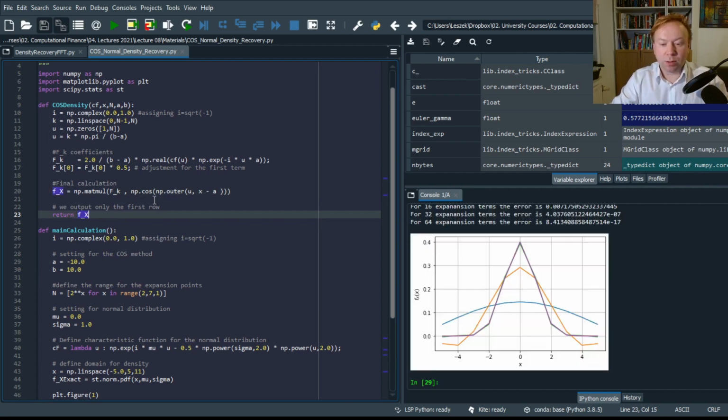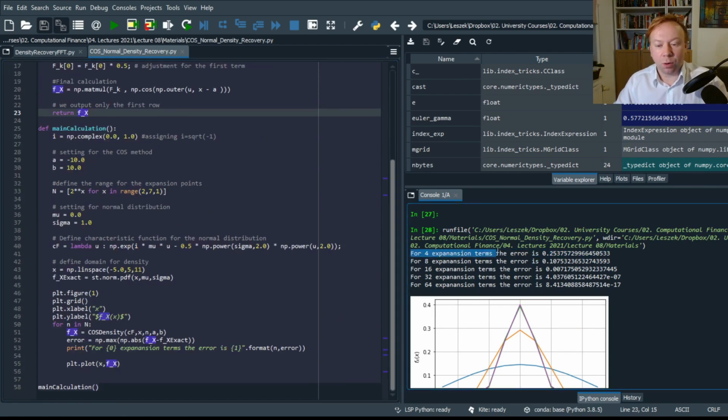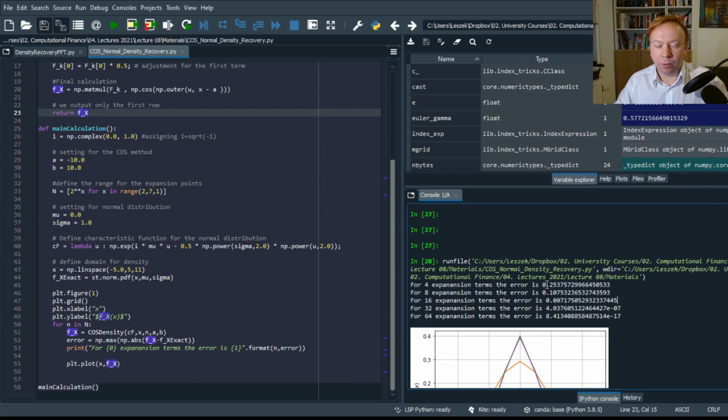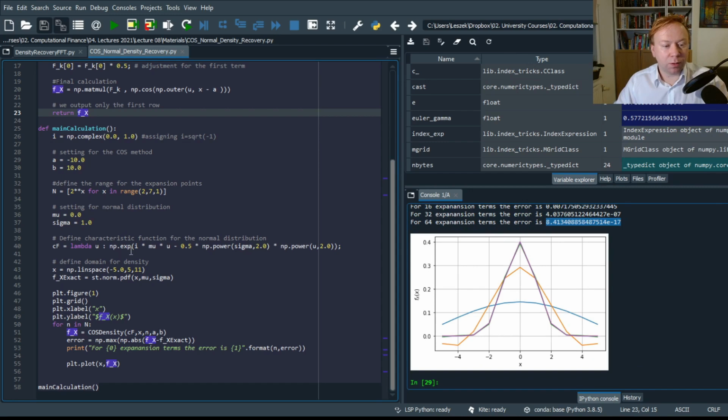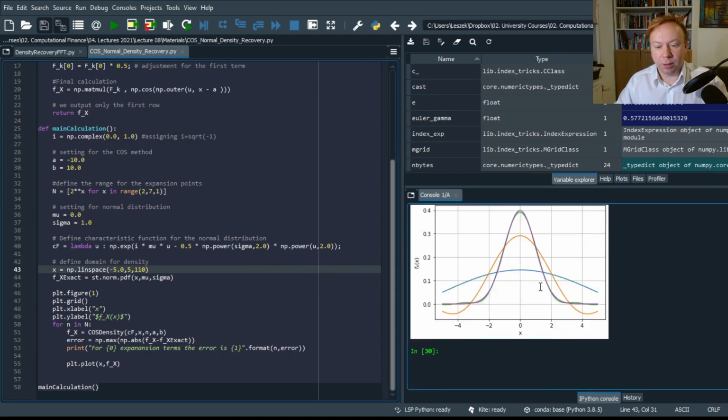Okay, so once we run this code, we can see this is performed for all the numbers of expansion terms, it's a for loop, right? So for each number of expansion terms, we have an error. Here you can see that for 4 terms, we have 0.25. But if you go to 32 terms, we have 10 to minus 7. And as we have already seen, for 64 terms we already have 10 to minus 17. This is very good. Of course, we can also play a bit and expand the number of arguments. Here we can have, for example, 100 x's. You see the density immediately improves.